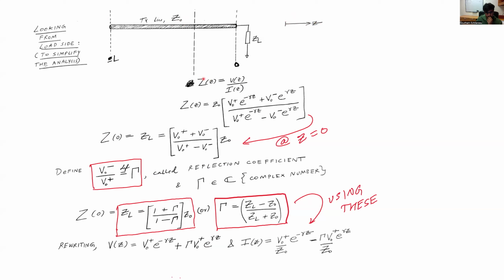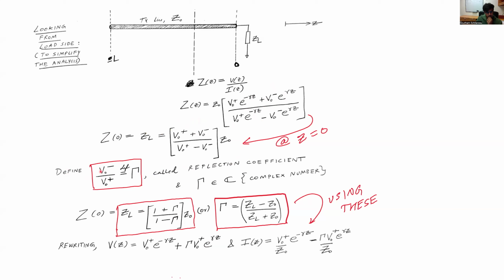So now we know that the impedance at any location z is going to be V of z by I of z, which is this expression which was derived earlier. And now at the location z equals 0, we know that the impedance has to be ZL. Therefore Z of 0, which is equal to ZL, if I substitute z equals 0 in this expression, is going to be this expression.